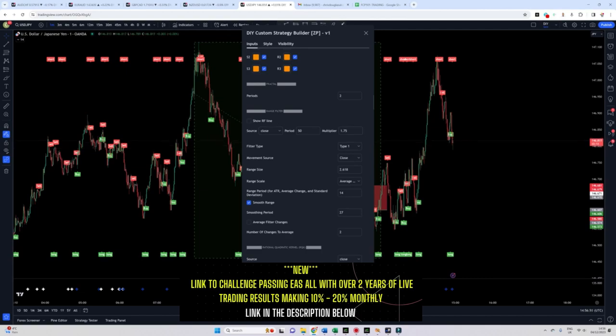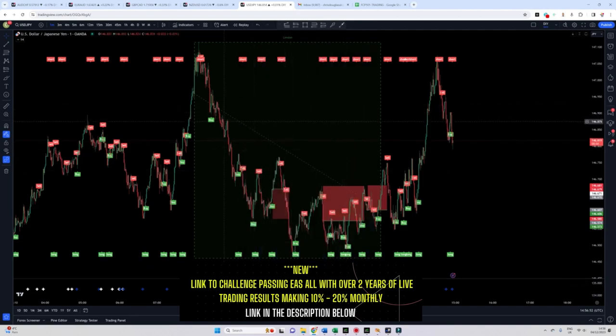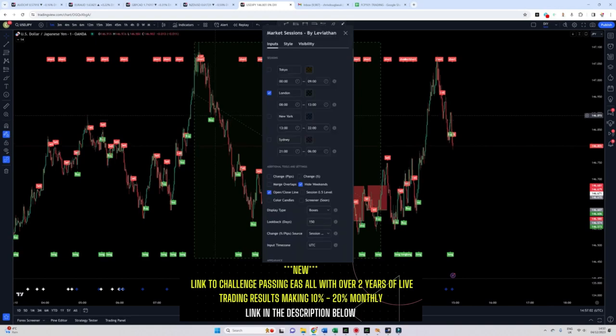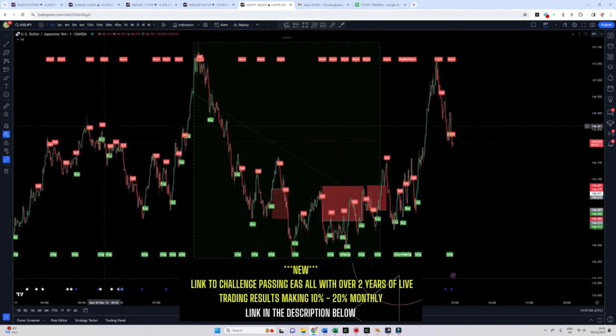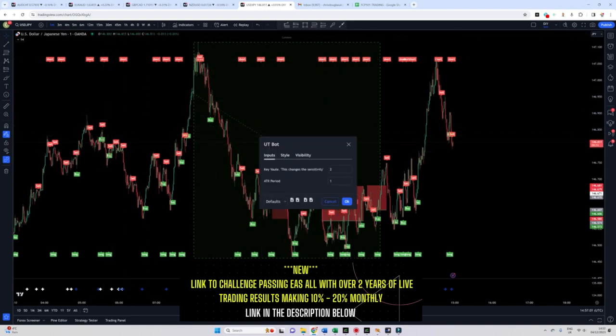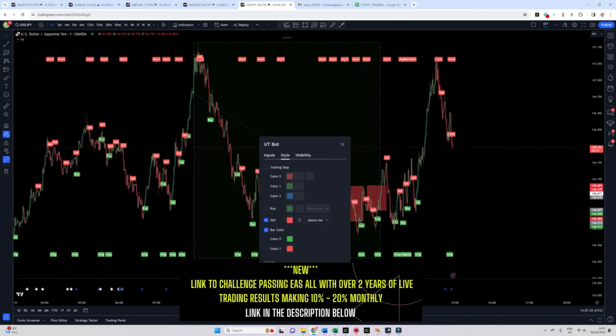Now, the second indicator is called the UT Bot, and we actually use it two times, one for the buy signal with its own settings and one for the sell signal with its own settings. We have a setting of two and one for the ATR period. And if you go into style for this one, you'll see that we untick the buy. So this particular indicator is generating the sell signals.